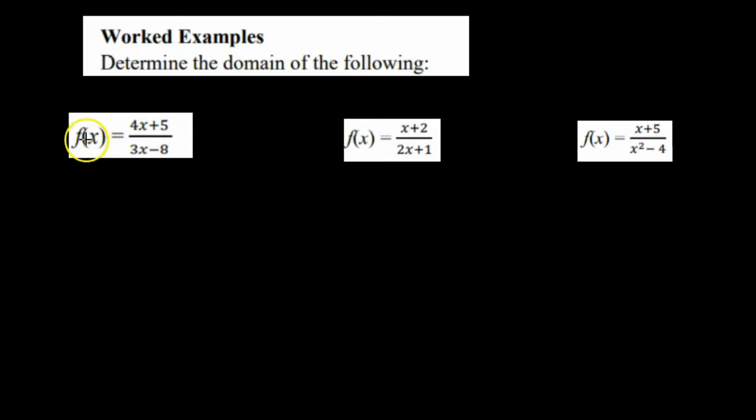If we consider f of x equal to 4x plus 5, all divided by 3x minus 8, to determine the domain, it will be for all real numbers, or for all values of x that are part of the real number system, except a value which, when we substitute it into x at the denominator, will give us 0, and that will be the value that makes the whole expression undefined.